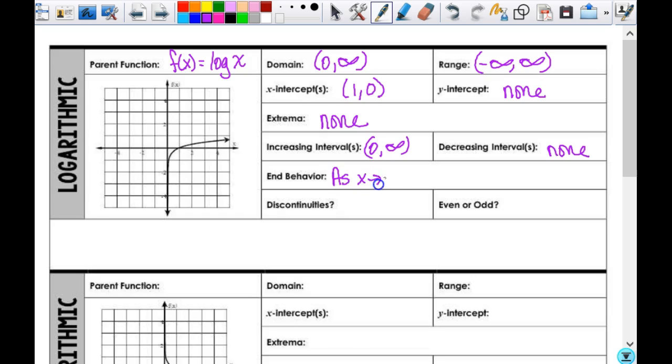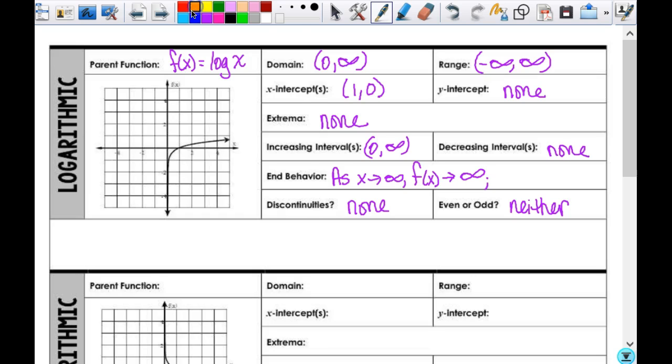As x approaches infinity, f of x approaches infinity. Does x approach -infinity? No. So we just don't even talk about the other part. Now, as x approaches 0 from the right-hand side, y approaches -infinity, but that's not end behavior. That's middle behavior, which is not really called middle behavior, but you know what I mean. All right, no discontinuities. Even, odd, or neither? Neither.